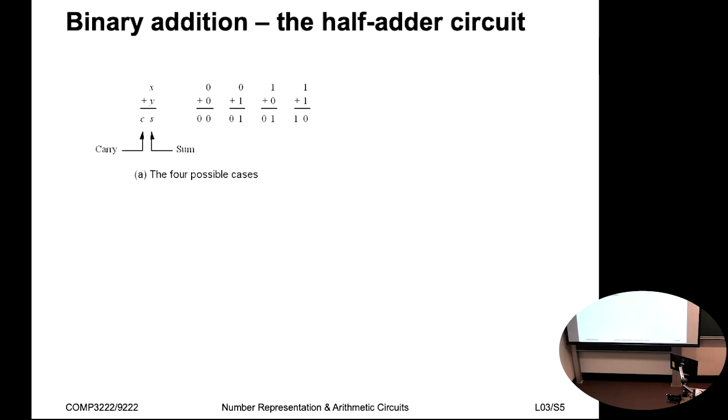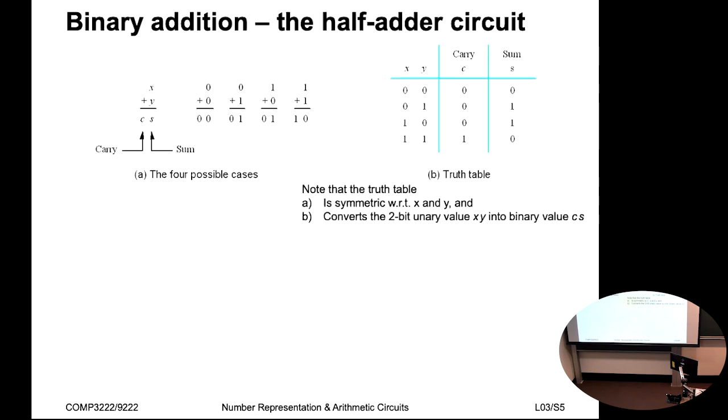As you can see in all 4 possible cases that we have listed here, in a truth table form, I've just translated this over into the truth table. There's sort of a transposition of those results. Note that it doesn't really matter which order X and Y are in. We could swap these 2 columns and you'd get the same result coming out. So the table's symmetric with respect to X and Y.